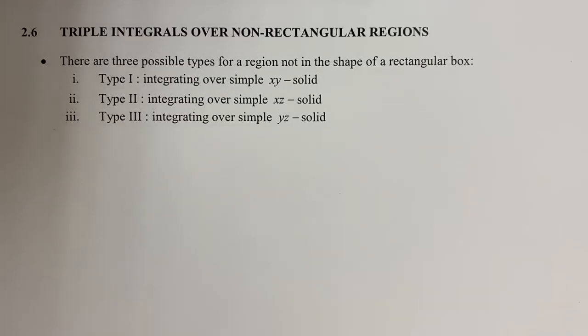There are three possible types of region not in the shape of a rectangular box. The first type is when we integrate over a simple xy solid. For type 2, over an xz solid, and the last, type 3, we integrate over a simple yz solid.